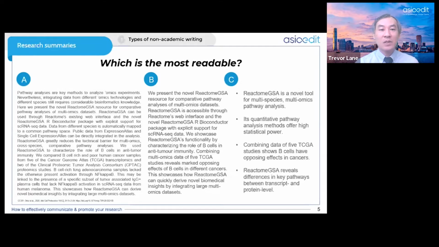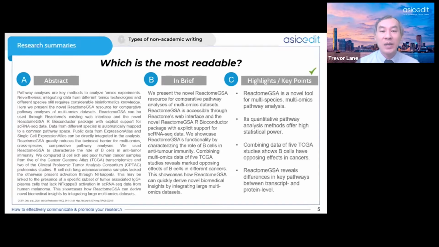So A, of course, is an abstract. We're used to that. Long, continuous prose. So this could be the abstract of a paper. B is an in-brief, so it's a summary version. It's actually the same information as A, but a shorter summary version. And C is a highlights or key points type of bullet point list. So it's the same information again, but it's clearer.